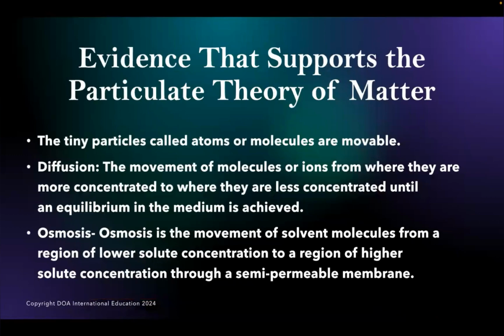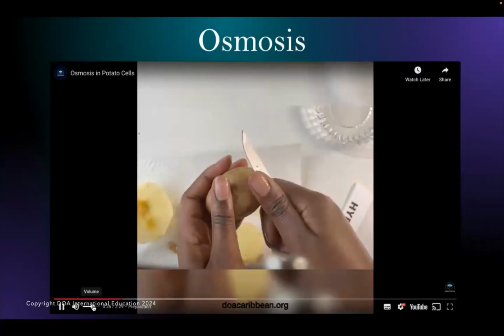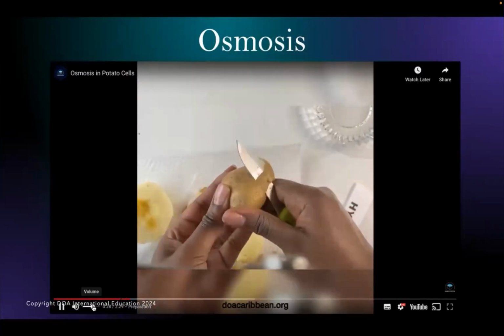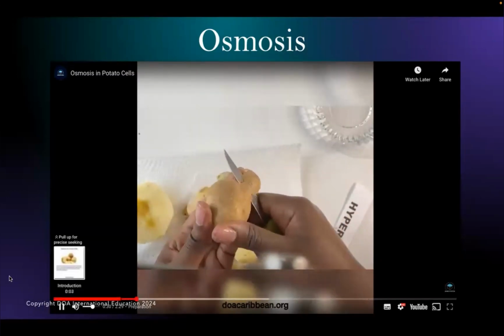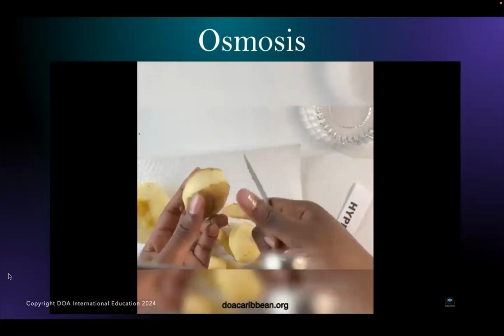Osmosis is the movement of solvent molecules or water molecules from a region of lower solute concentration to a region of higher solute concentration through a semi-permeable membrane. To demonstrate the movement of these solvent molecules, let's take a tour of my virtual lab. Stay tuned. Okay, so first thing, I'm going to peel the potato, and then I'm going to take the knife to make a cavity in the middle of the potato.